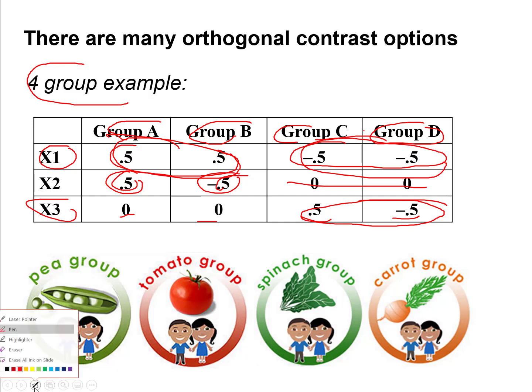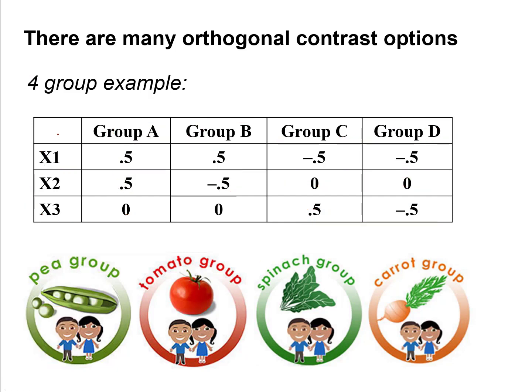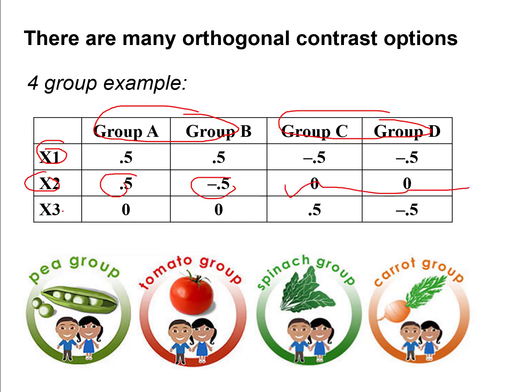So if we put these three contrasts into our regression equation, our first beta weight would tell us the size of difference between, on one hand, groups A and B, and on the other hand, groups C and D. And our second contrast would tell us the size of difference between group A and group B, and C and D would drop out. And the third contrast would tell us the size of difference between group C and D, and groups A and B would drop out.